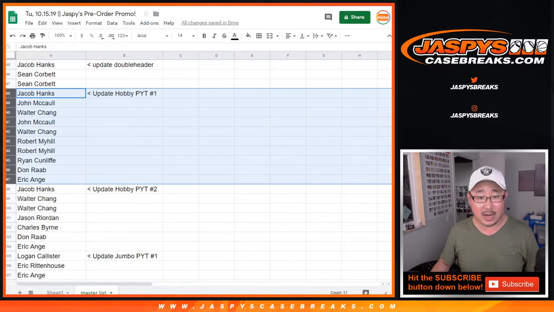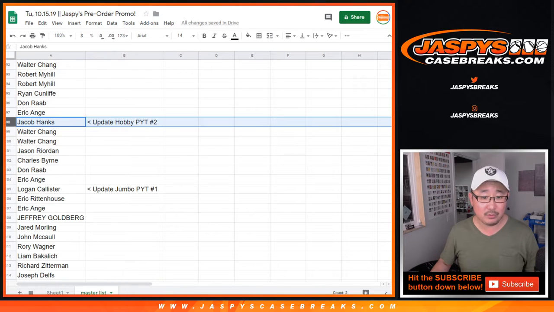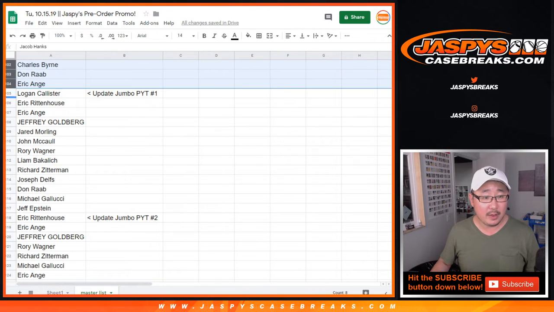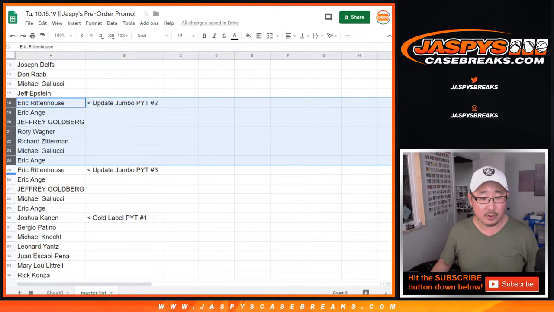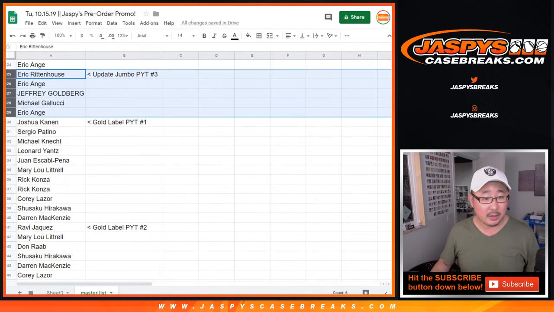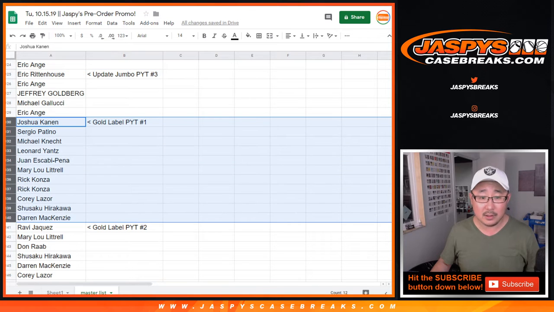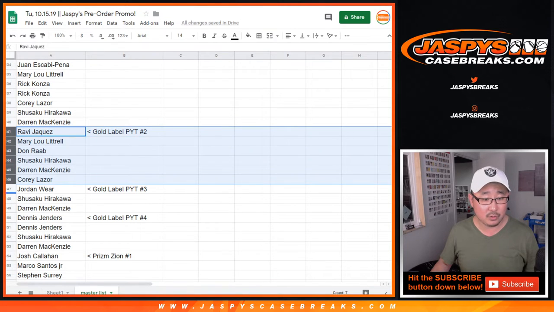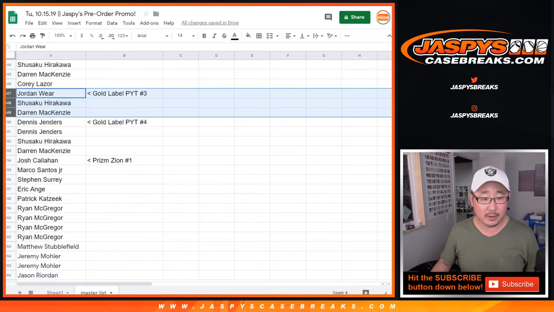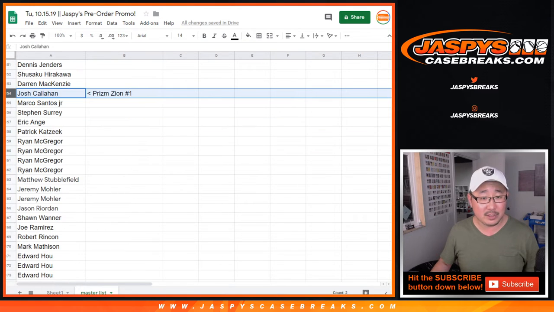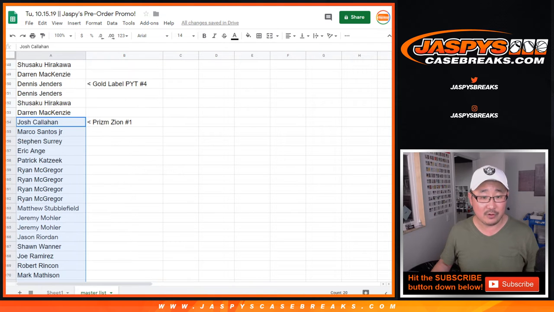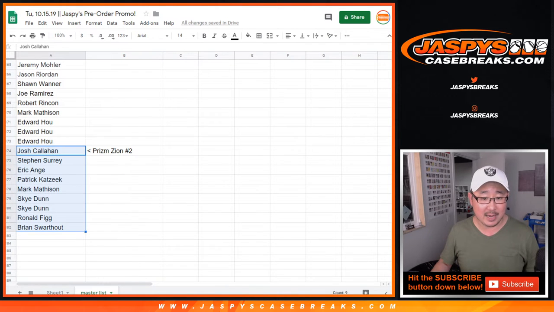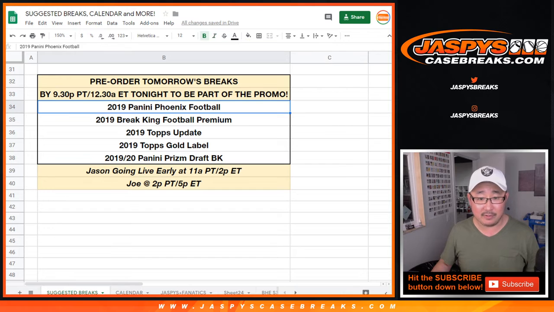Then here are Hobby 1, Hobby 2, and then we had three jumbos, Jumbo 1, Jumbo 2, Jumbo 3. Then we got our Gold Label people here, Gold Label 1, Gold Label 2, Gold Label 3, and 4, right below that. And then Prism Zion, Prism Draft Picks Basketball, Zion Edition, all of these folks right here. And then Zion Edition number 2. So that's it, right? Phoenix.